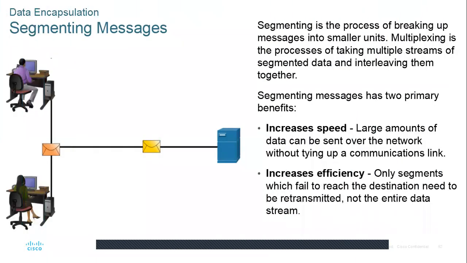Data encapsulation, I've talked about that. Segmenting messages, you want to break things up into smaller units. Multiplexing is the process of taking multiple streams of segmented data and interleaving them together. So you don't just want to take all of your message and send it to your destination. Like the example I gave you about 1,000 persons from their homes getting to a stadium that just has a gate that can allow only 10 persons at a time. So segmenting is you breaking that up.